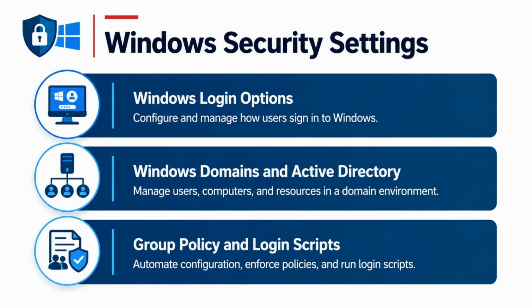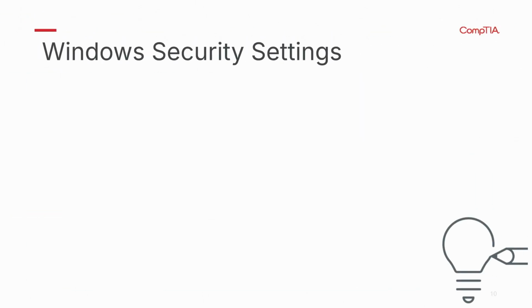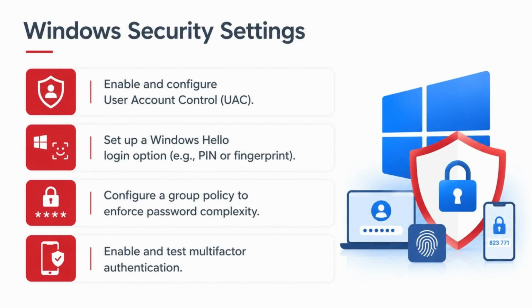Here's what this lesson covers: Windows login options, Windows domains and Active Directory, and group policy and login scripts. Time for an activity: configuring Windows security settings. Enable and configure User Account Control, set up a Windows Hello login option, configure a group policy to enforce password complexity, and enable and test multi-factor authentication.